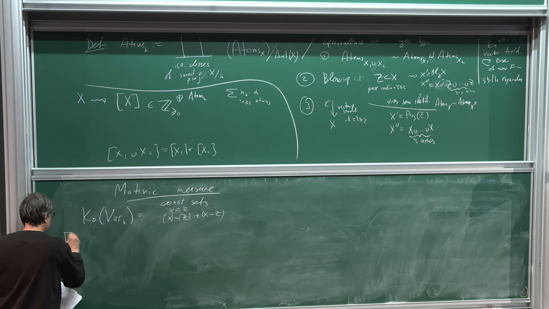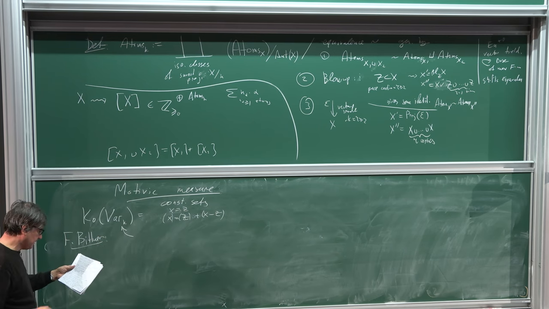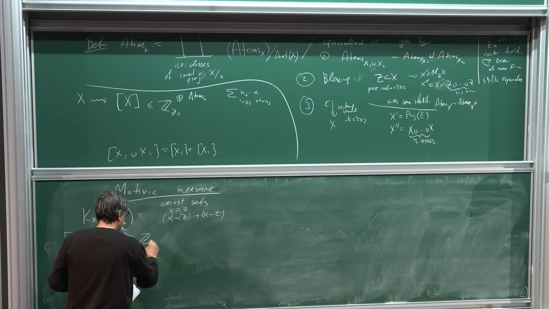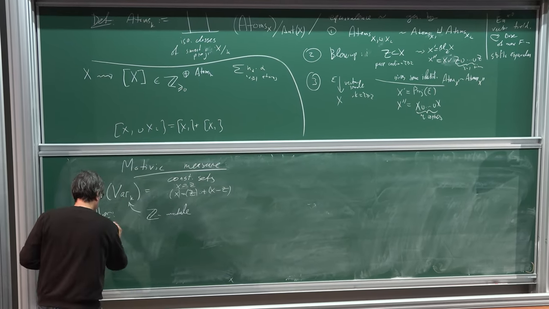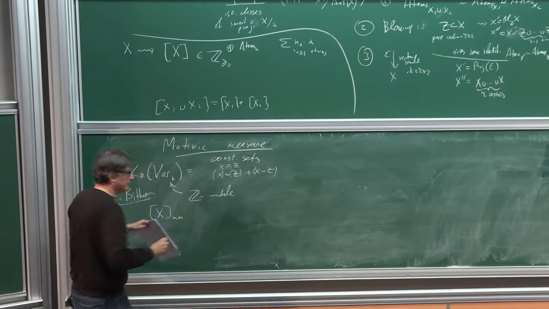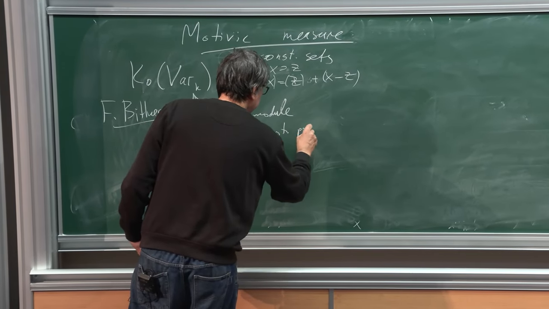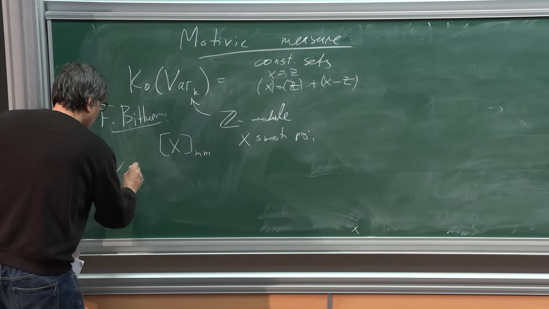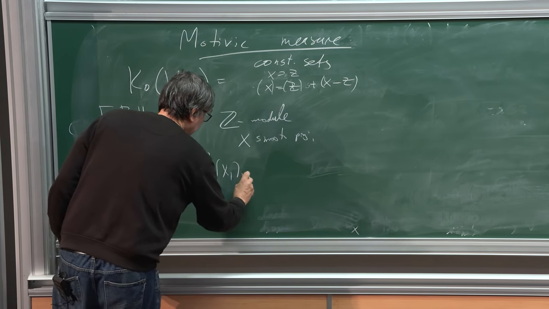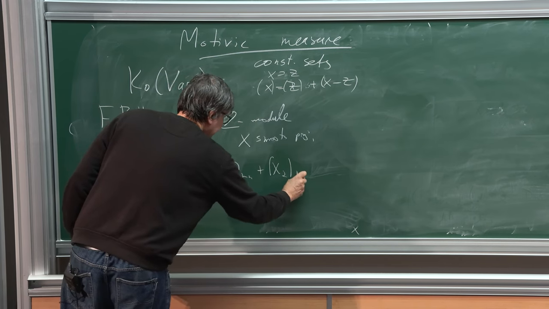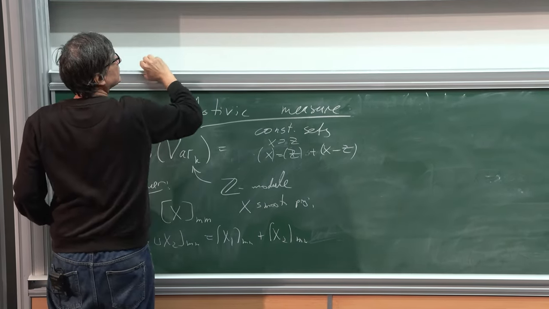And then there's a theorem by Bittner that this thing has a really nice representation by generators and relations. It's a Z-module generated by symbols, I put MM, a motivic measure, for classes when X is a smooth projective variety. And you mod out by two relations. If you take a disjoint union, it will be a sum. And the second relation is the following. It's actually very similar to what we have here.